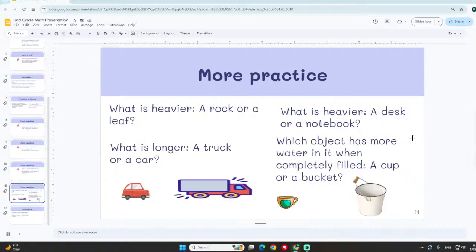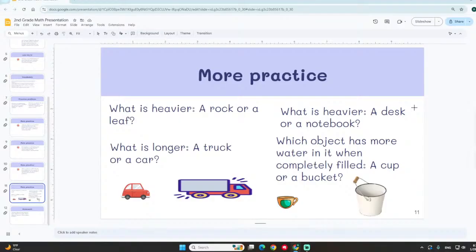Okay, so the desk is heavier than the notebook, and the notebook is lighter than the desk. So we should have written those two comparisons. So right now you should have around 5 comparisons in your notebook. Now let's go on to the next one.